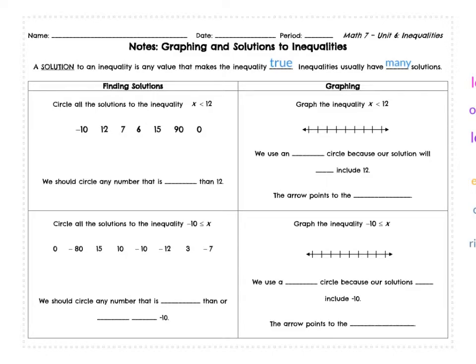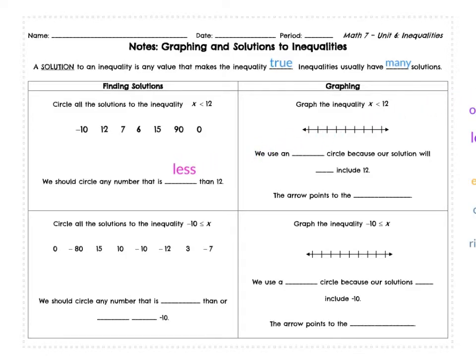The first inequality we have is x is less than 3. If you're not sure whether that sign's less than or greater than, remember way back when you were in elementary school that the alligator eats the bigger side. So when the alligator or the open mouth is facing the variable, that's going to be greater than. And if the open mouth is not facing the variable, then that's going to be less than. So in this case, we have circle all the solutions to the inequality x is less than 12. Let's fill in that blank. We should circle any number that is less than 12.